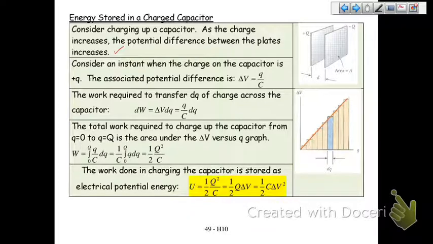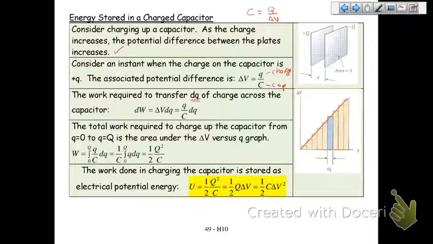Consider an instant when the charge on the capacitor is positive Q. The associated potential difference, well, we learned capacitance equals the amount of charge over delta V, so swap those two guys over. So this is your charge, and this is your capacitance. The work required to transfer a little bit of charge dq across the capacitor, well, a little bit of work is equal to my voltage.